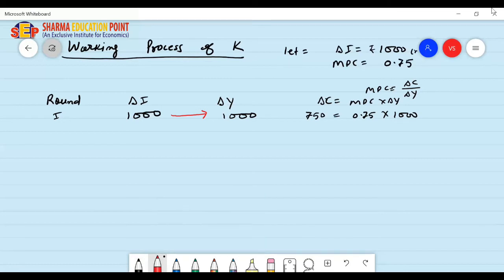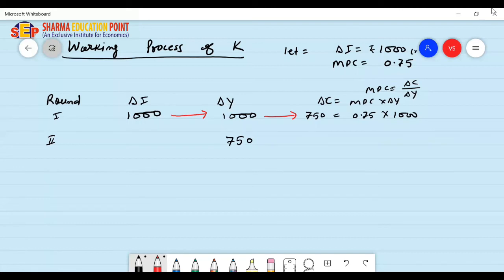Conclusion is this, that from this 1000 increased income, rupees 750 is being consumed on consumption level. Now, round 2, listen carefully, the round 2 is most important. Now this expenditure of 750 now will be the income of another person. So this expenditure will be added in income of third person.